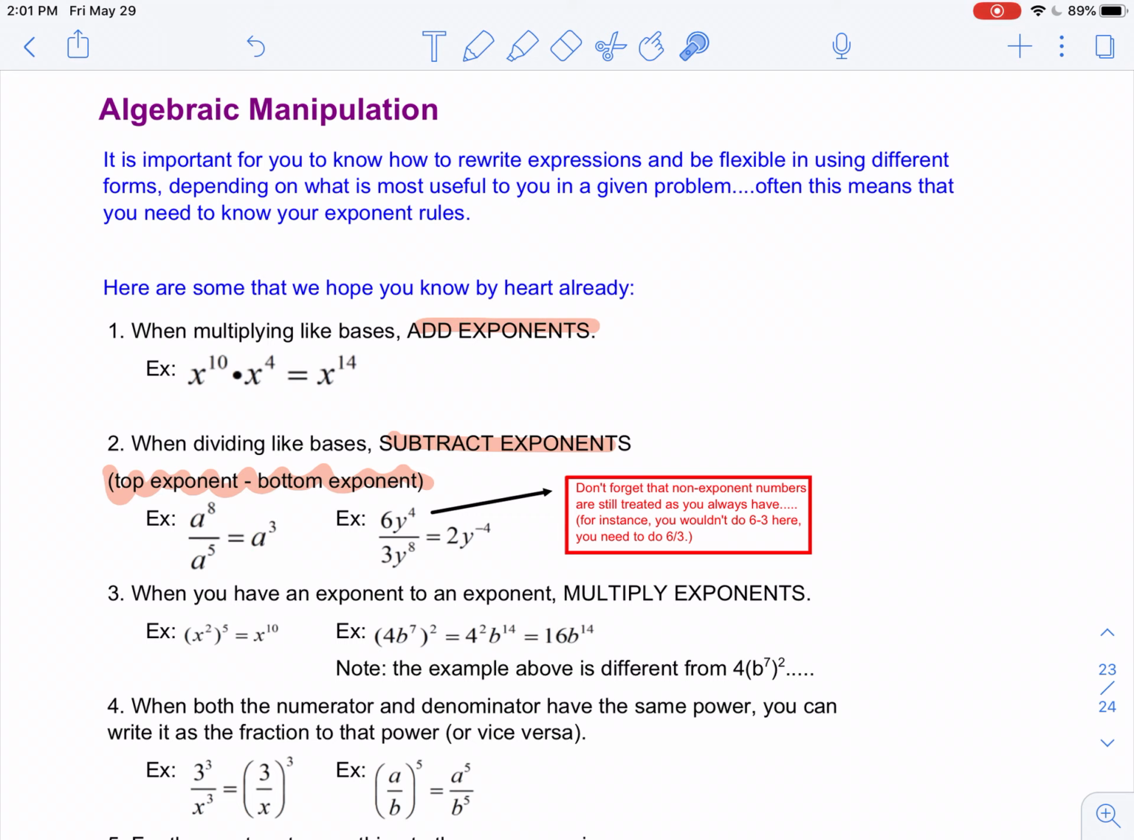Okay. Sometimes you're going to see these exponent properties pop up when there's regular numbers in there too. And I know that you know this, but don't lose your mind, right? You're not going to treat regular numbers as if they're exponent numbers. And so like if I have 6y to the 4th over 3y to the 8th, I'm still going to do 6 divided by 3 like I normally would and get an answer of 2, right? But when I get over here and I notice I have the same base, I'm going to subtract those exponents. 4 minus 8 is that base to the negative 4th power.